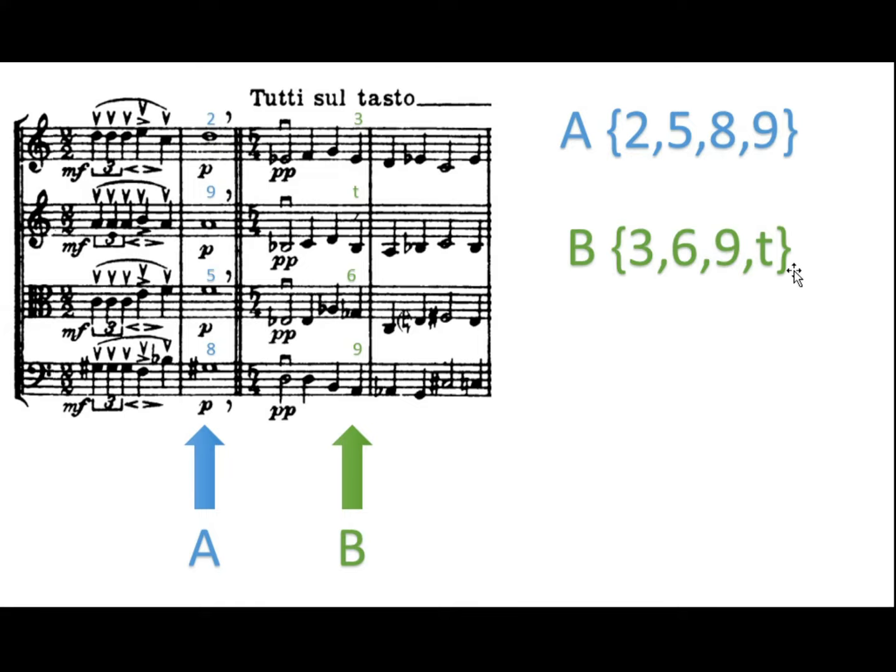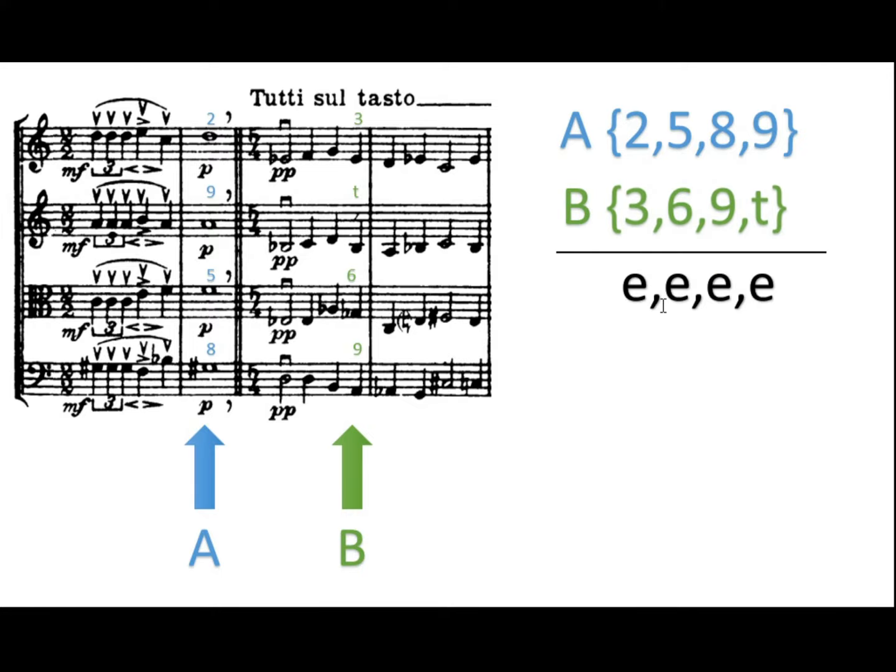To determine if these sets are related by transposition, we're going to subtract one from the other. Let's subtract set B from set A. 2 minus 3 is negative 1, 5 minus 6 is negative 1, 8 minus 9 is negative 1, and 9 minus T is negative 1. Mod 12 arithmetic turns all of these integers into E. Since the resulting number is the same for all, these two sets are related by transposition.